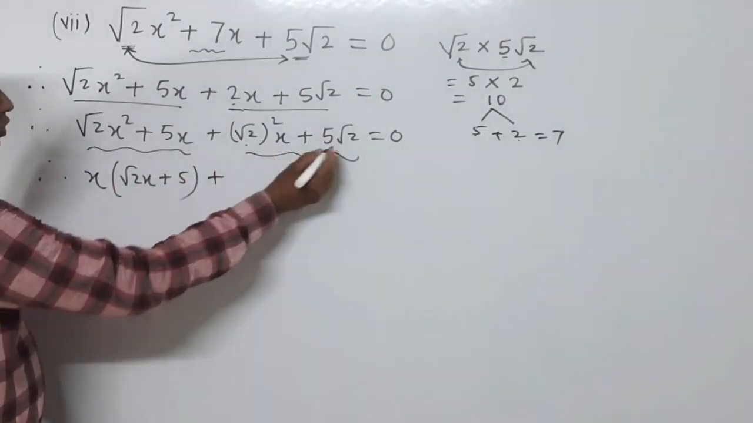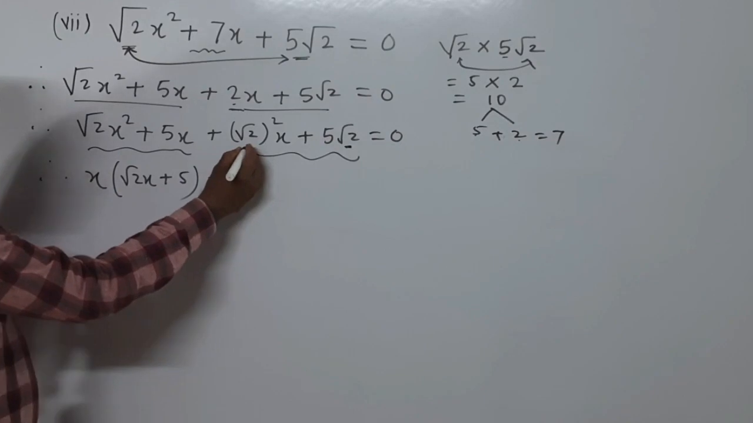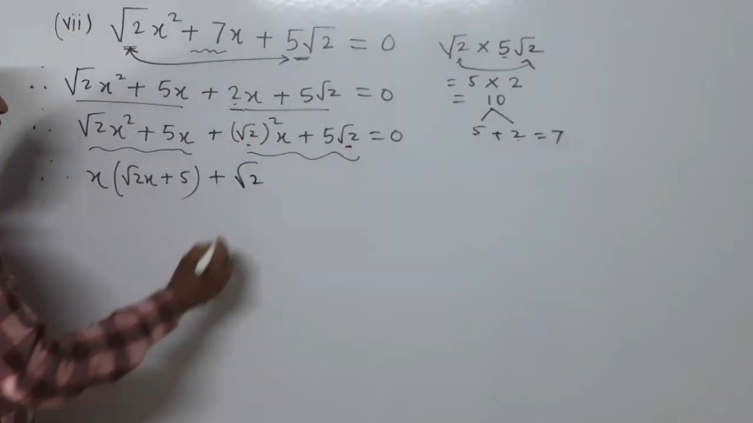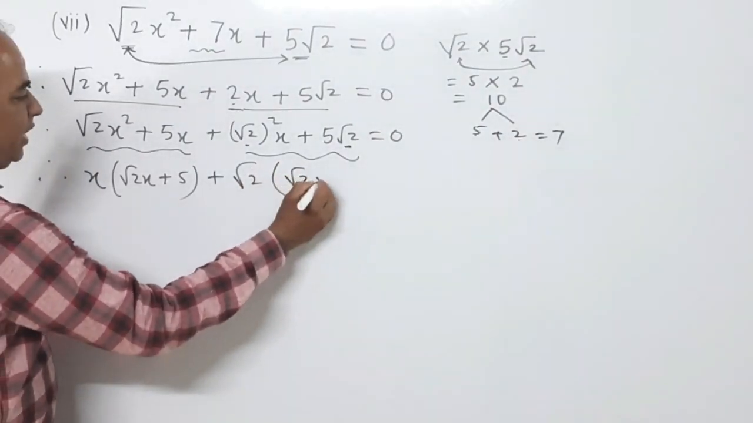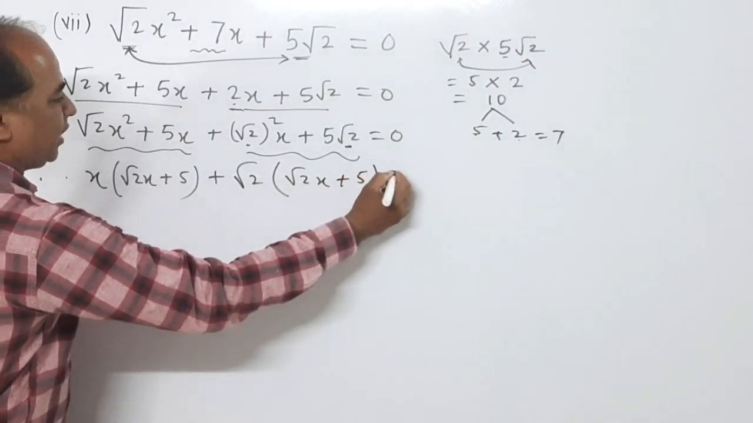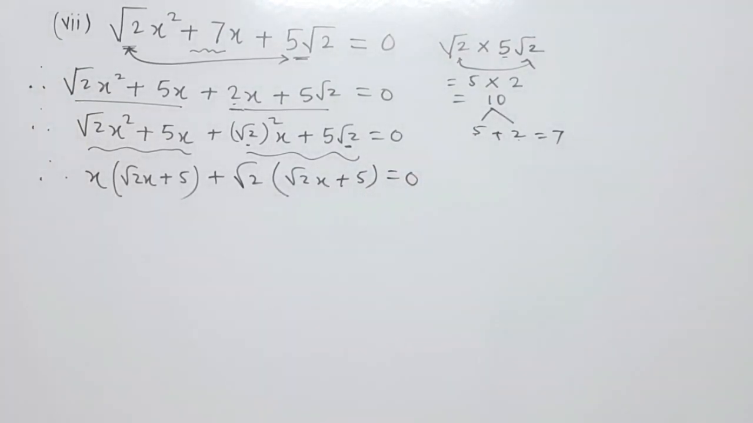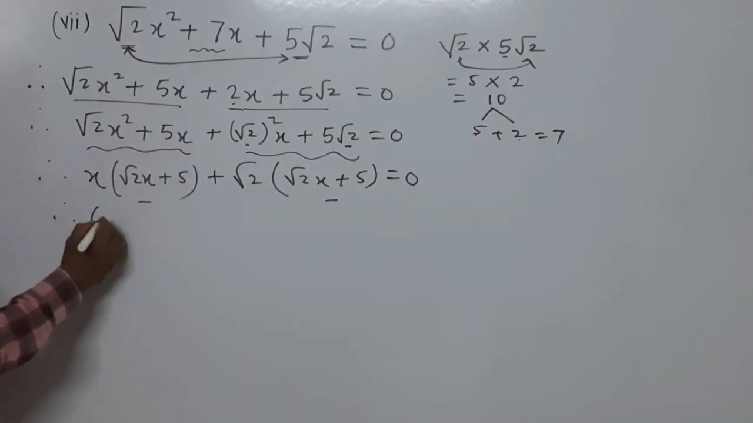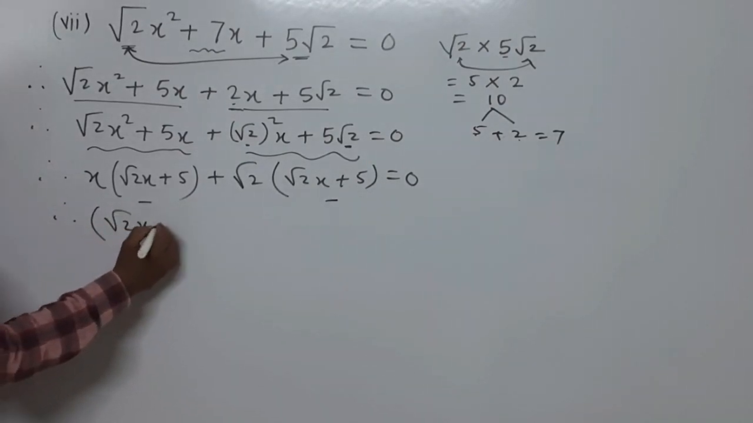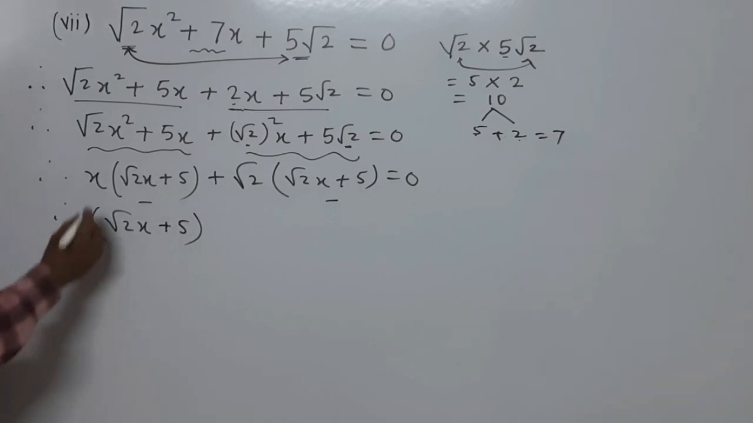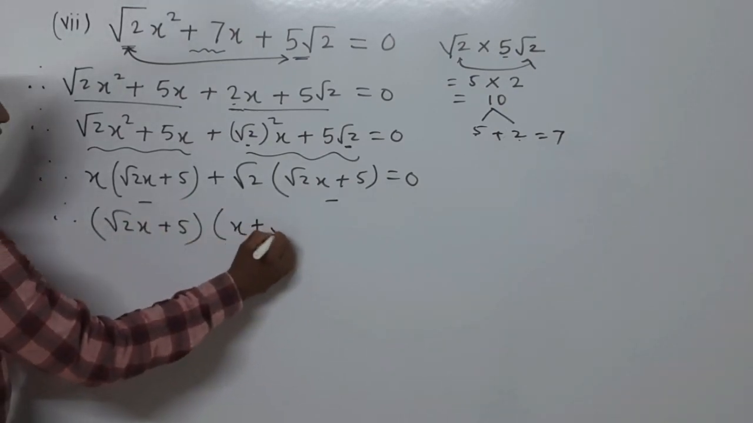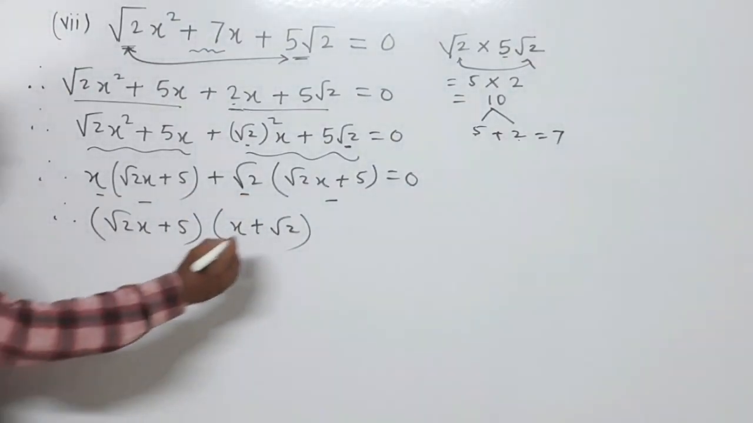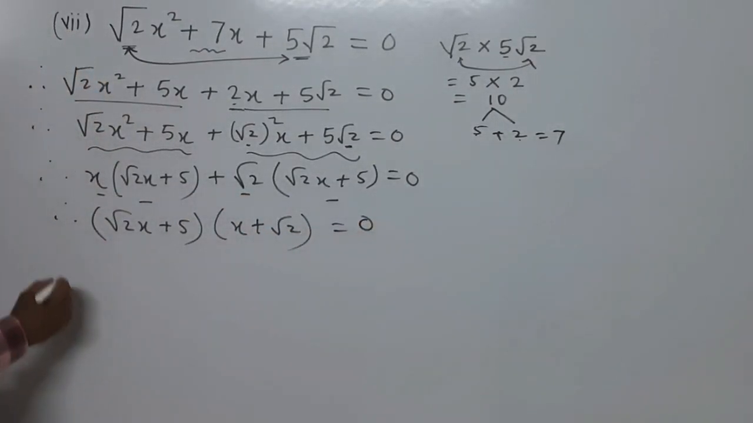Here the common term is root 2. Root 2, here there are 2 root 2, means root 2 into root 2. So 1 root 2 we can take outside, and in the bracket root 2x plus 5 is equal to 0. Now we'll take the common first bracket, that is root 2x plus 5 in the first bracket, and x plus root 2 in the second bracket is equal to 0.